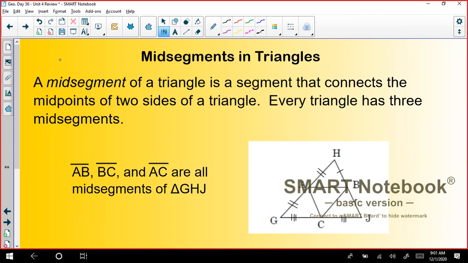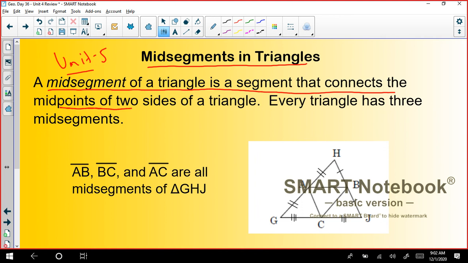We are moving to the next unit. This is your unit 5 and we are starting 5.1, which is mid segments of a triangle. Okay, we are going to learn what mid segments are. Then we are going to see a mid segment theorem and see a few problems based on them today. A mid segment of a triangle is a segment that connects the midpoints of two sides of a triangle. Every triangle has three mid segments.